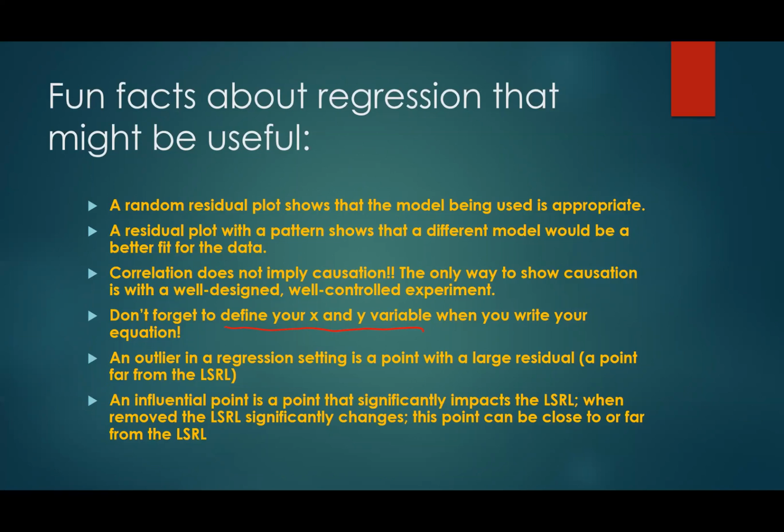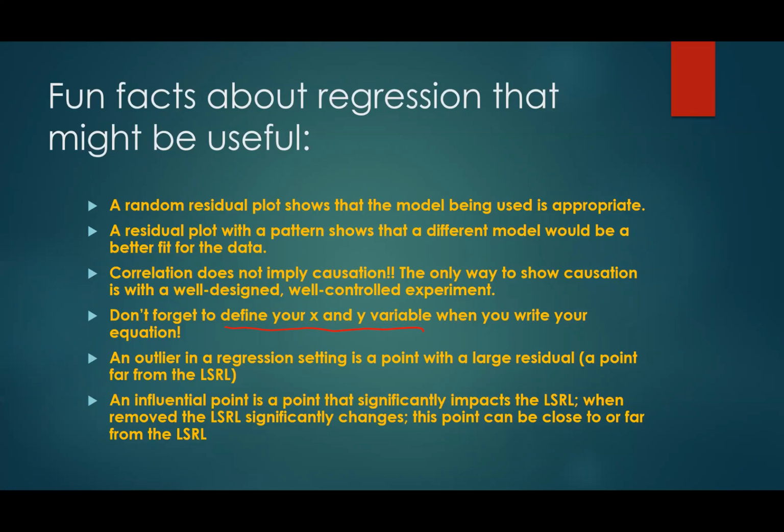An outlier in a regression setting is a point with a large residual, so it's going to be a point that's far away from the LSRL. An influential point is a point that significantly impacts the LSRL. When removed, the LSRL significantly changes. This point can be close to or far from the LSRL. An outlier is usually an influential point, but it might not be. You would check it by removing it.